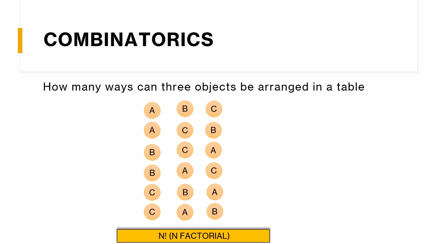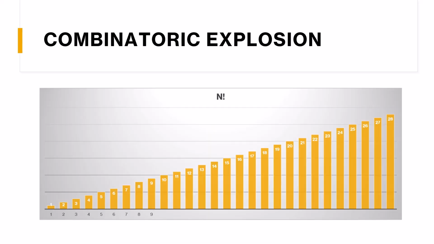Then the number of possible combinations is a really large one, which leads to what is called a combinatoric explosion, which means that the number of possible combinations is so large that it is impossible to examine each of these combinations or each of these possibilities separately.